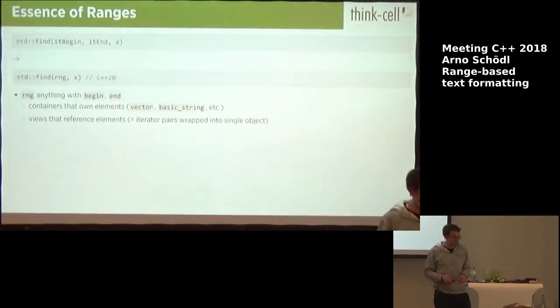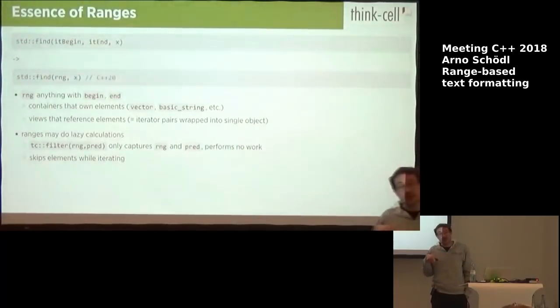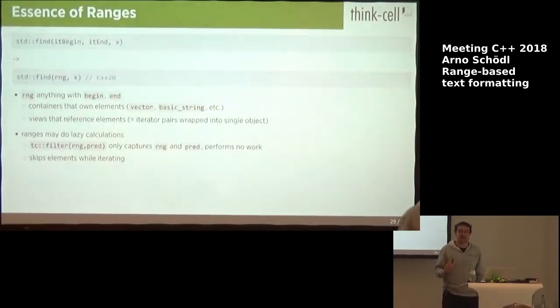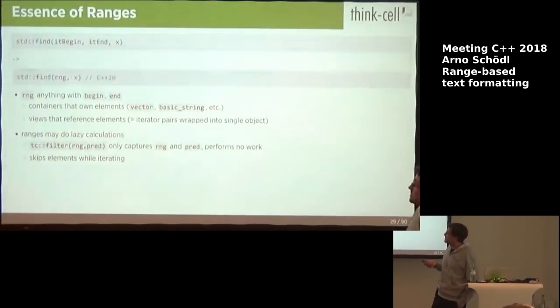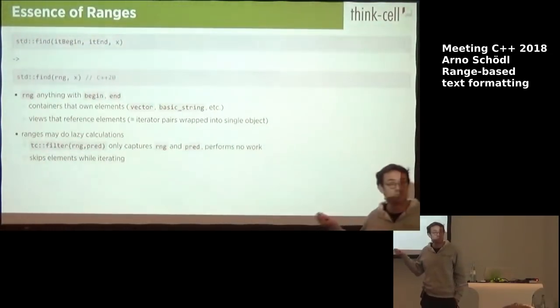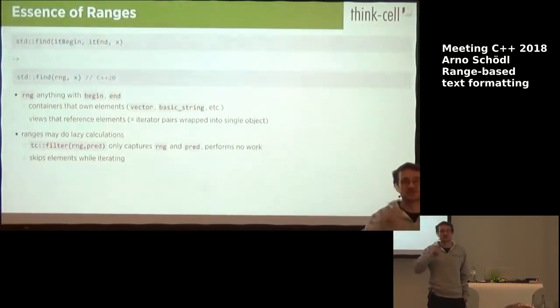As I said, ranges can own the elements. That can be the containers, or they can also just reference the elements, like std::span does. It gets interesting with ranges that do actually lazy calculations. So when you're writing an expression like this in our library, tc::filter of a range and a predicate, it will actually only capture into an object the range and a predicate, and it will still not perform any actual work. And only when you start iterating, it will actually start skipping the elements that don't satisfy your predicate.